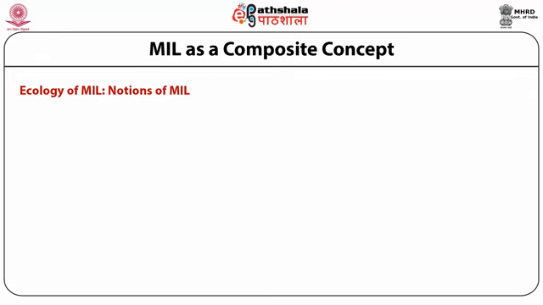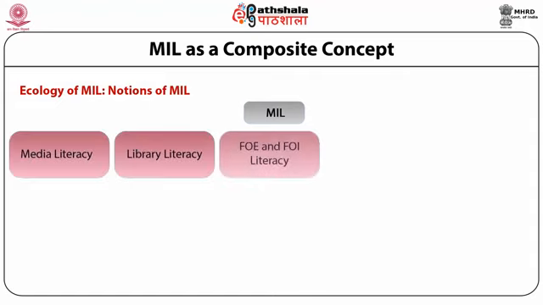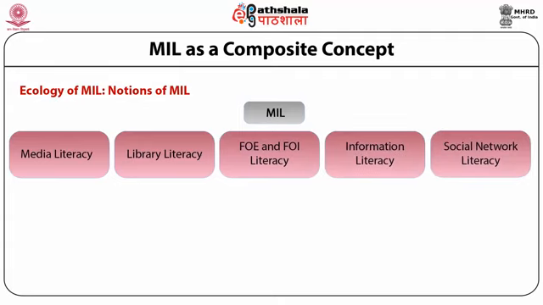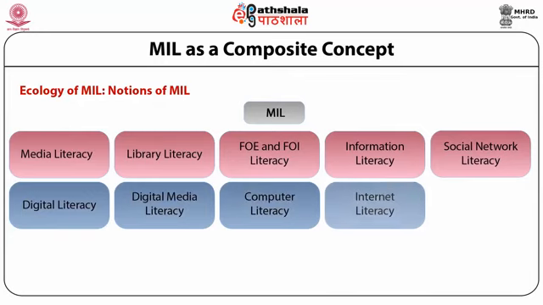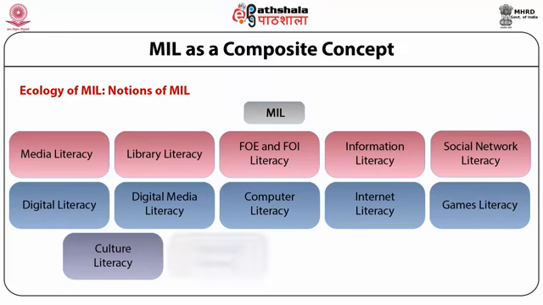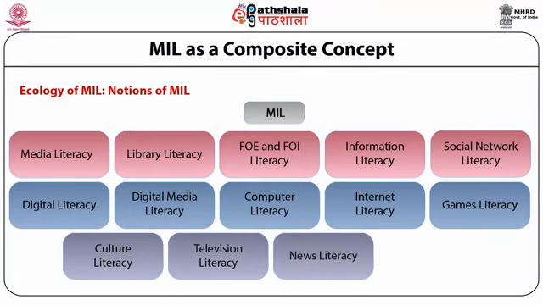So we know that there are a number of literacies, and they're all part of media and information literacy. When we are talking about a number of literacies, we are talking about media literacy, data literacy, freedom of expression and freedom of information literacy, digital media literacy, computer literacy, internet literacy, games literacy, cultural literacy, television literacy, news literacy, advertising literacy. These are all part of media and information literacy, and it should be offered as a composite model.